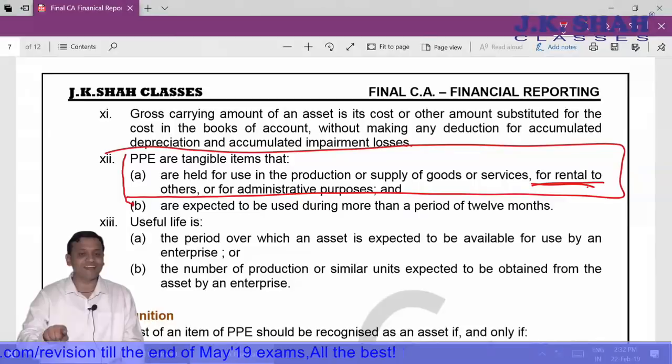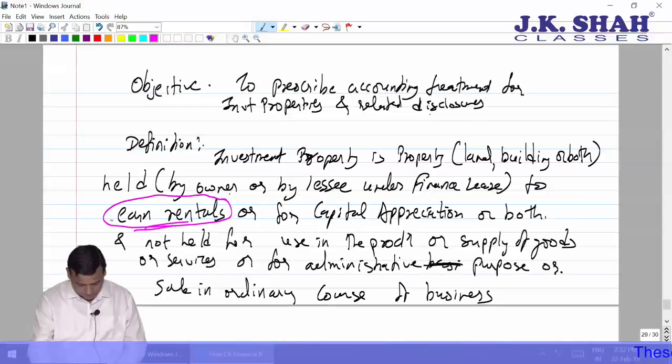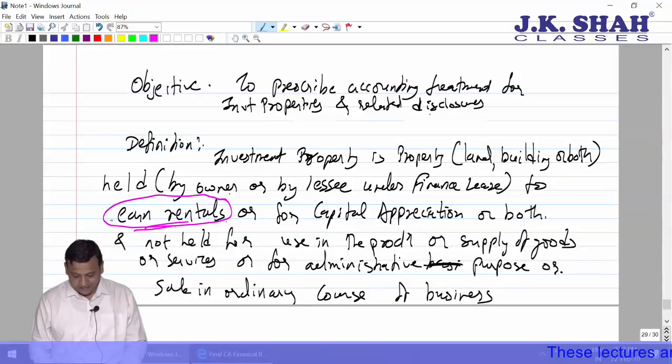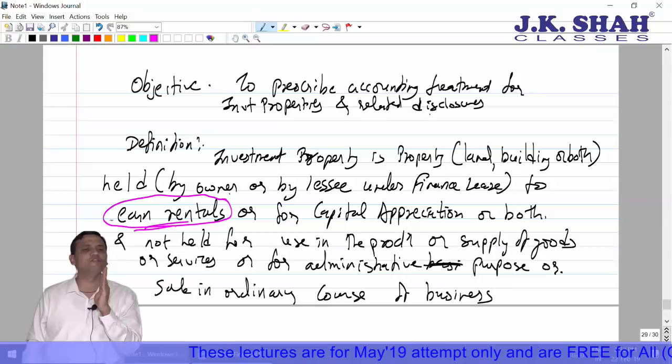There also it is rent. But here, if it is land or building which is held for the purpose of earning rentals, or for capital appreciation, or both, then it will be governed by IND AS 40. Now, a very, very small line of difference is there.